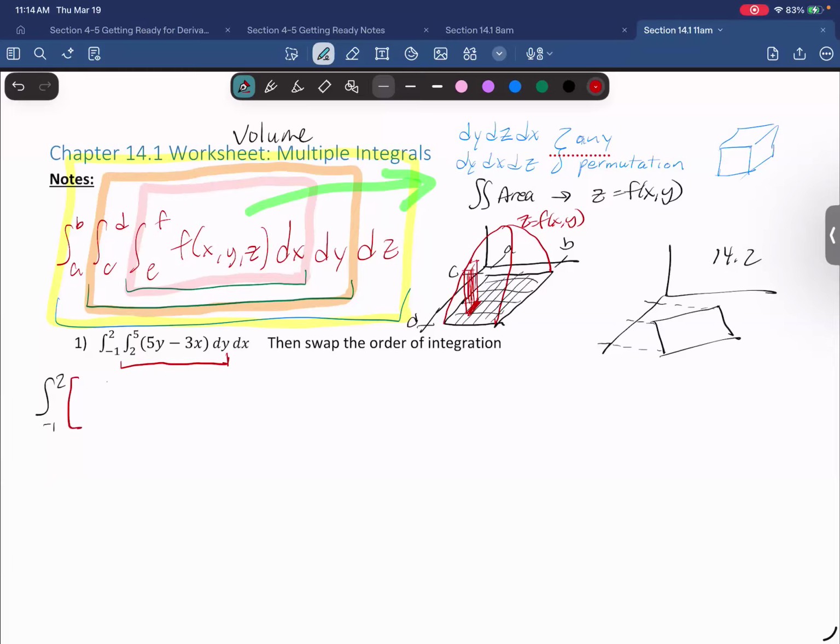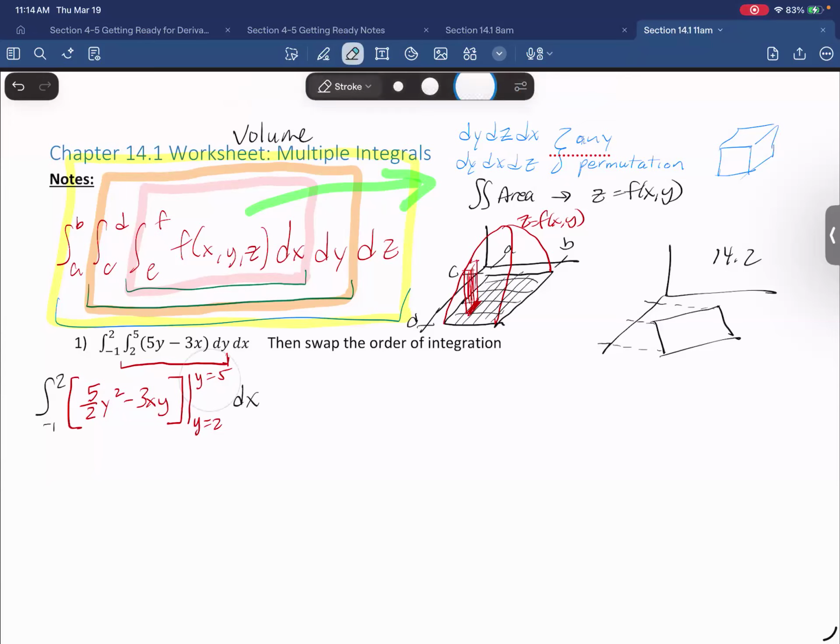Here we are integrating with respect to y. We're going to treat x as a constant. So this becomes 5/2 y squared minus 3xy. We are going from y equals 2 to y equals 5. And I have a dx.